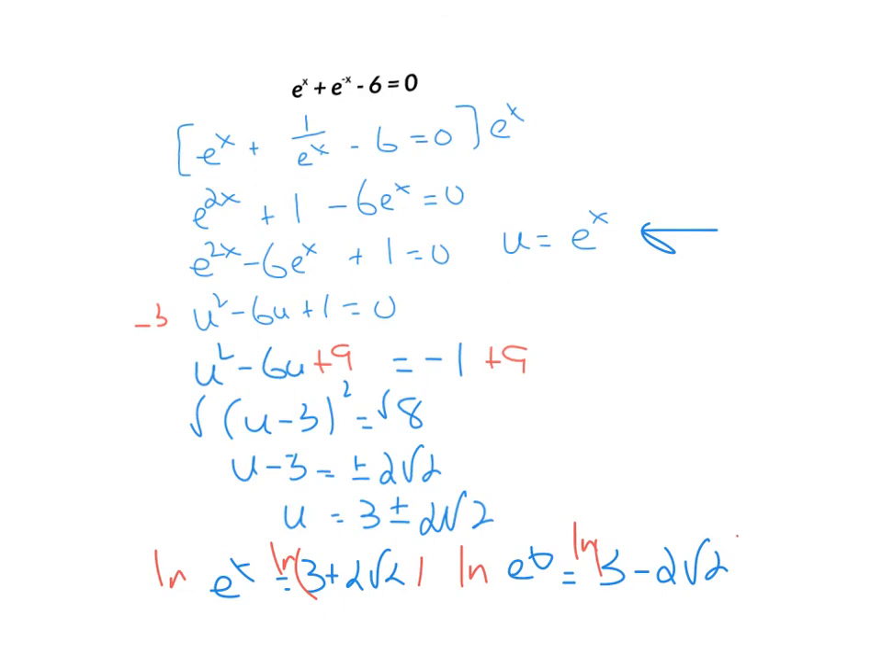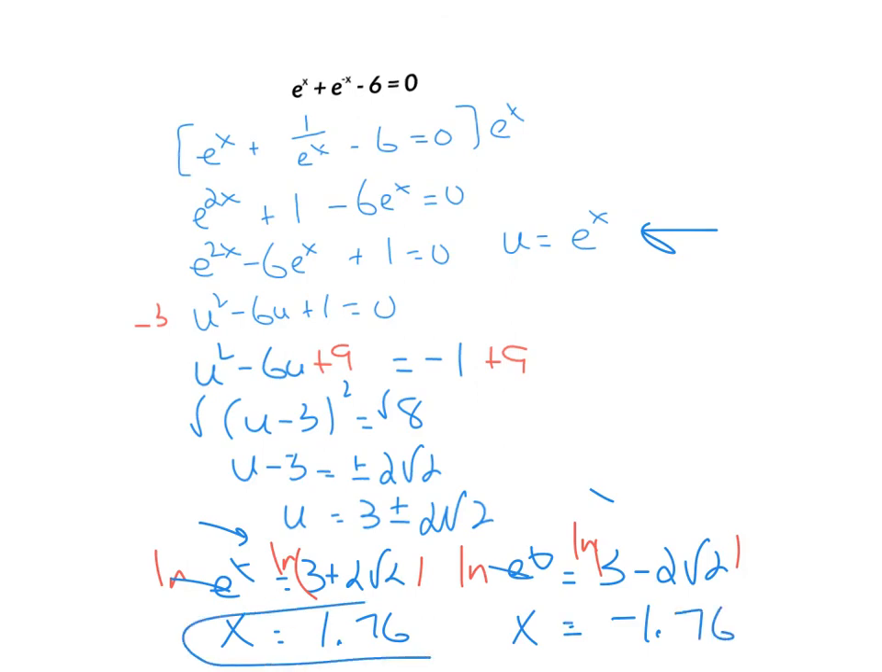So what I've got to do is, remember, when I do natural log of just an e, all I get is the x. You just get the exponents. Over here, I just get the x equals. So I've got to take my calculator and punch in natural log of 3 plus 2 root 2, and natural log of 3 minus 2 root 2. And when I do that, I get this right here. I get 1.76 and negative 1.76 when I punch that in. All right, so there's that.